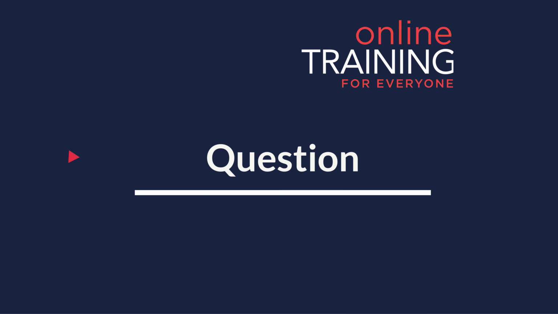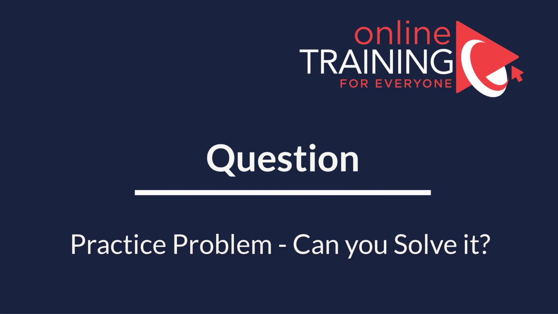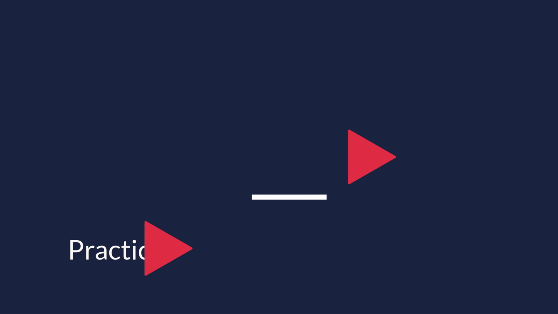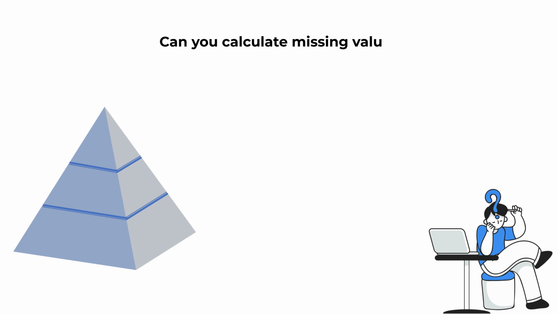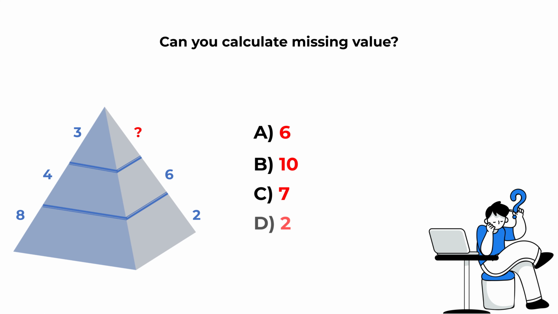And now, here's the question for you to practice. You're presented with a triangle, which is broken down into 3 equal horizontal parts. On the left side of the triangle, you see numbers 8, 4, and 3 if you go from the bottom to the top. And on the right side of the triangle, you see numbers 2, 6, and 1, and a number is missing. You need to select the missing number from 4 different choices. Choice A, 6. Choice B, 10. Choice C, 7. And choice D, 2.